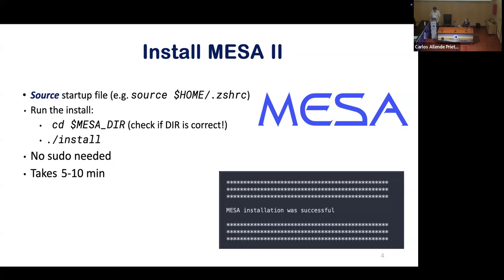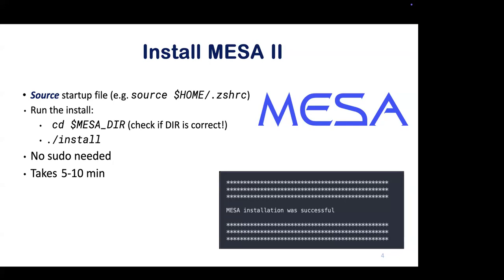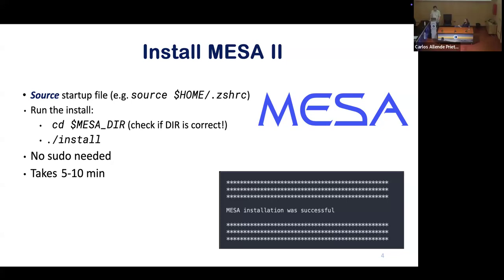So if you sourced your startup file, please change into the MESA directory. This will be the first check if you set it correctly. Just cd into the MESA_dir. If you arrive in the MESA dir, it will tell you you did something right. And if not, go back to your startup file and look if your MESA path is set correctly. And if you were successful with this, just type ./install. And this should do the magic, hopefully. I tested it yesterday with this version. It worked, so.